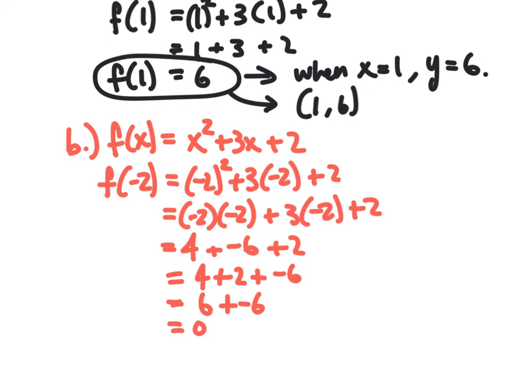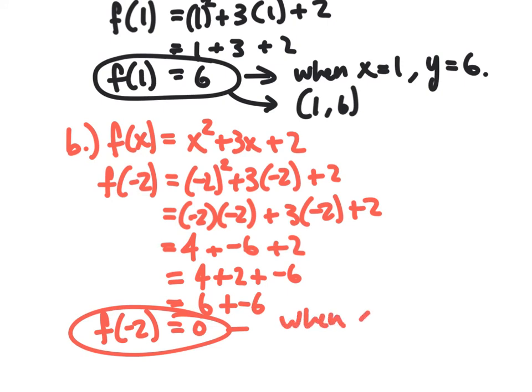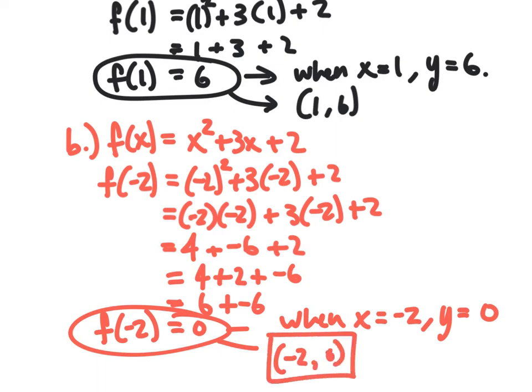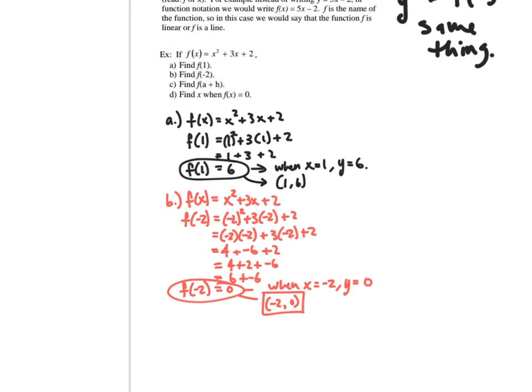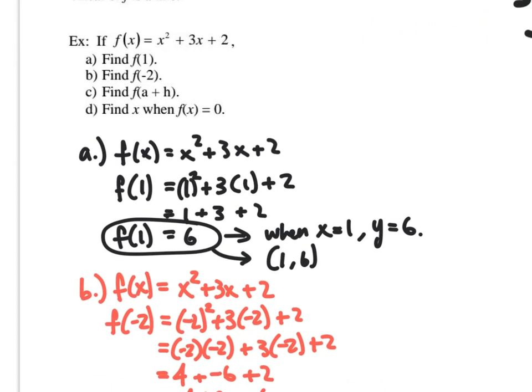Okay, so what I have here is f of negative 2 is equal to 0. Again, when x is equal to negative 2, that tells me that my function value, my y value, is equal to 0, which also translates to the point negative 2 comma 0. All right, let's take a look at the next one, which is C.